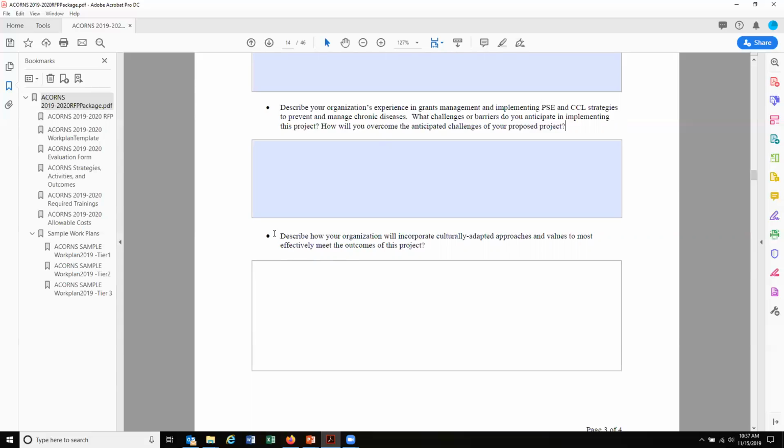So discuss how you're going to do that. We know that incorporating culture is a protective factor, that there are traditional ways of healing and wellness, health and wellness. And so discuss how your organization will make sure to consider and incorporate culturally adapted approaches and values into your project.